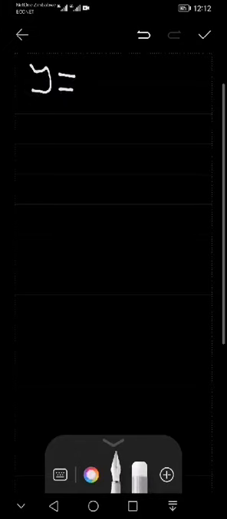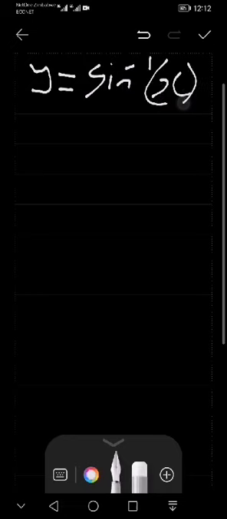Good day everybody. So today we are doing derivatives of inverse trig functions. I will just start with the derivative of arcsine of x. So we have y equals arcsine of x, right? Y equals arcsine of x.